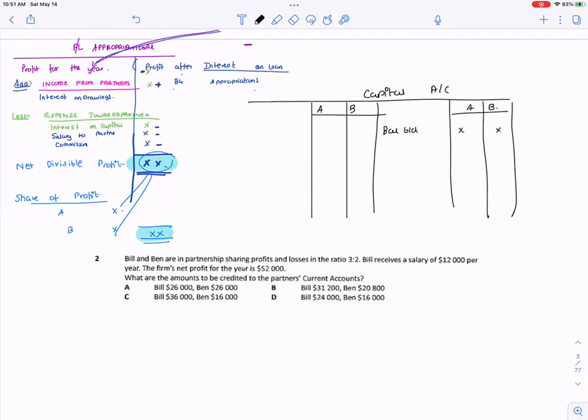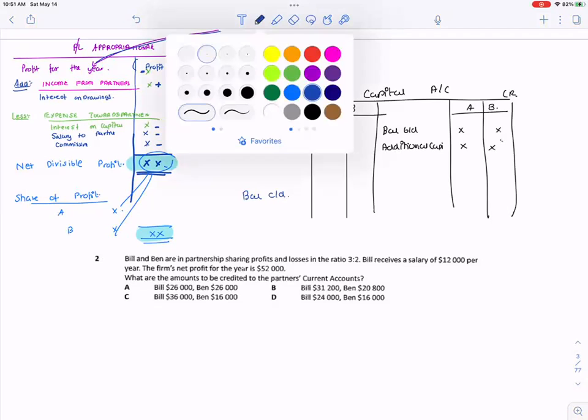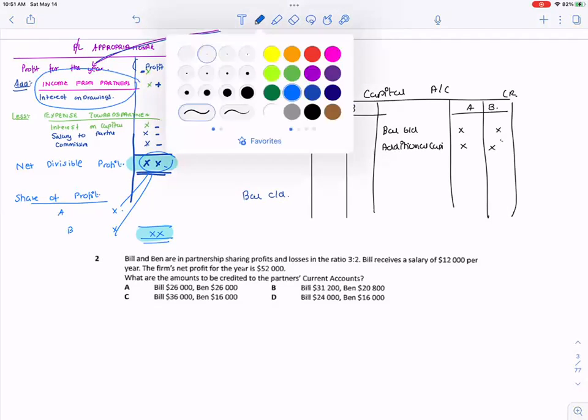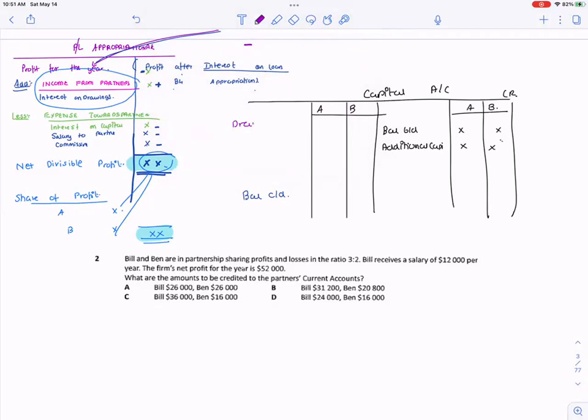If there is any additional capital, where will it go? Additional capital will also go on the credit side. Where will the closing capital come? Debit side. Then you have income from partners, what you're adding over here. Where will the income from partners come? Drawings, on the debit side.